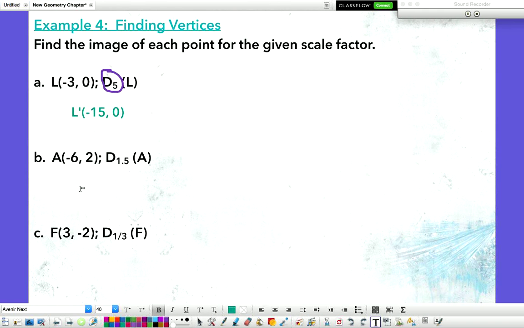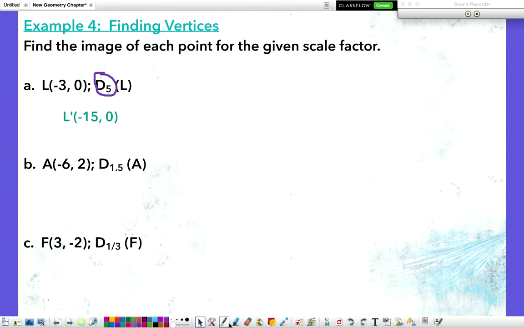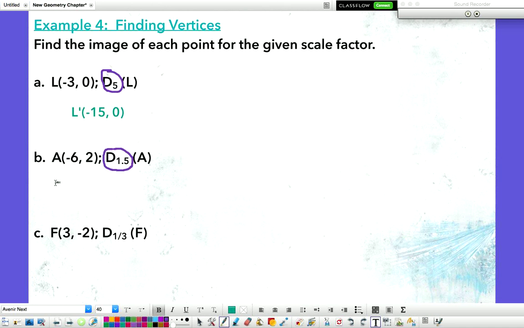Okay? For A, they want me to dilate that by 1.5. So we're not doubling it. We're taking it times 1.5. So A prime, -6 times 1.5 is -9. And then 2 times 1.5 is 3. There would be my new coordinate.